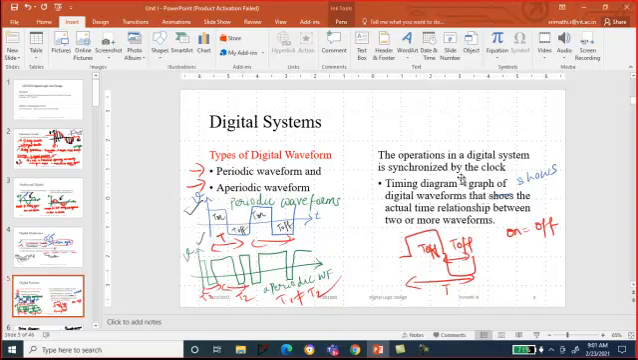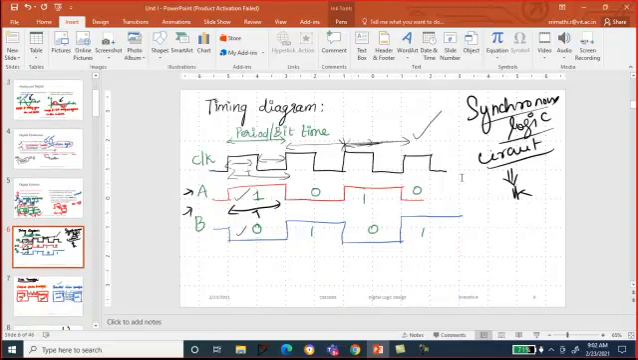Aperiodic is not like that. Each cycle will be different. Why are we going ahead with this waveform? If we are designing a digital circuit, just as human beings work with respect to our own 24 hours clock, the digital system will also have its own clock. Whatever operation we ask the digital system to perform, all those operations will be synchronized with its own clock. Those types of digital circuit are said to be sequential circuits.